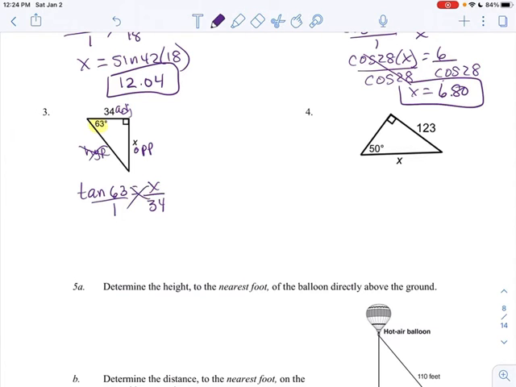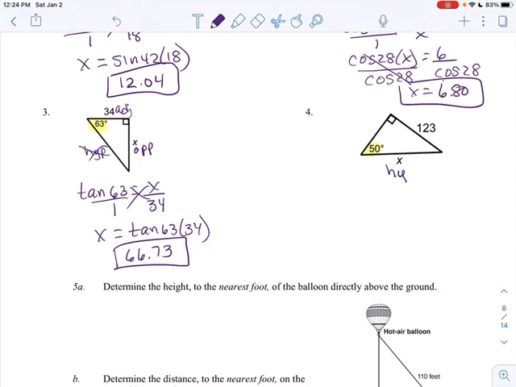I'm going to put a 1 under here, cross multiply. 1 times x is x. And then I have tangent of 63 times 34. All right, so this one I have x by itself. And this whole thing goes into my calculator right here. Tangent of 63, close the parentheses, times 34. And you're going to round it to the nearest hundredth. 66.73.